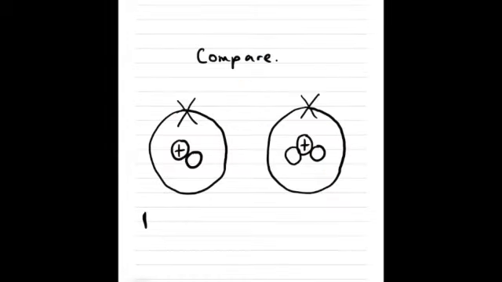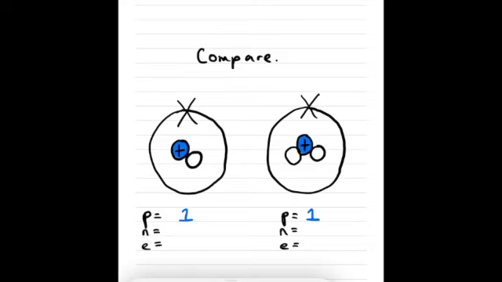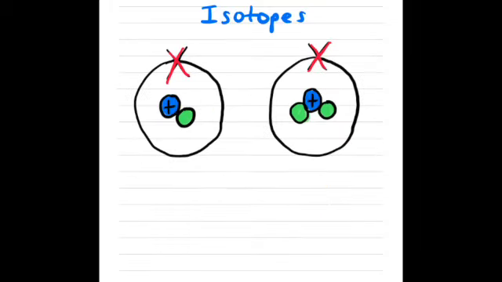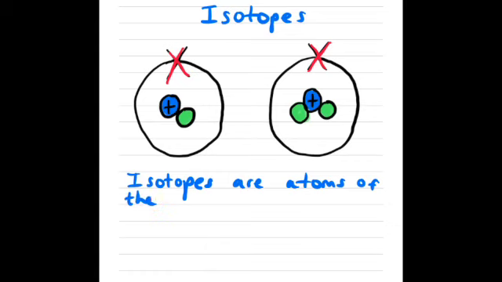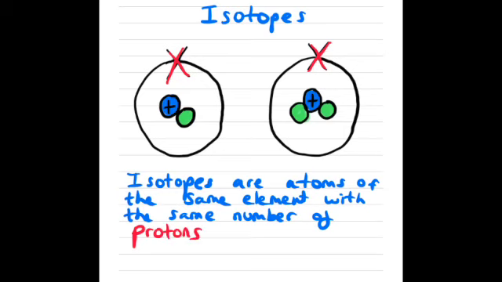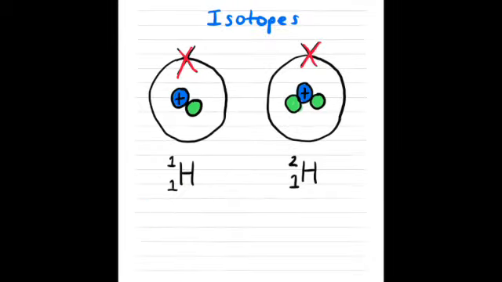If we compare the two atoms here now, in terms of subatomic particles, they both have 1 proton in their nucleus, and they both have 1 electron in their shell. The neutrons are different, however. One has 1, the other has 2. We describe these atoms as isotopes. They're atoms of the same element with the same number of protons, but a different number of neutrons. So these atoms of hydrogen have the same atomic number, but their mass number is different.